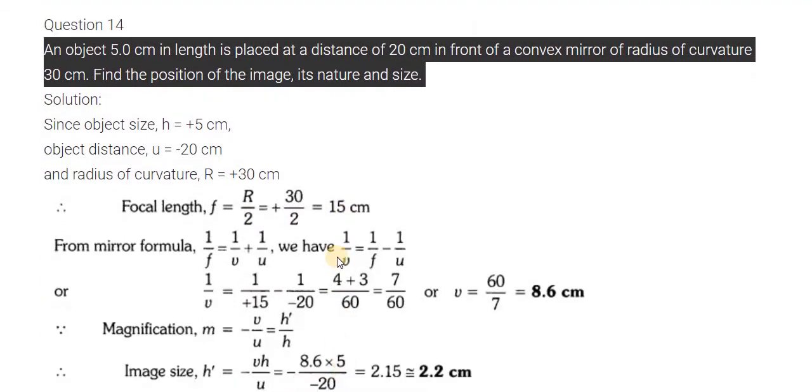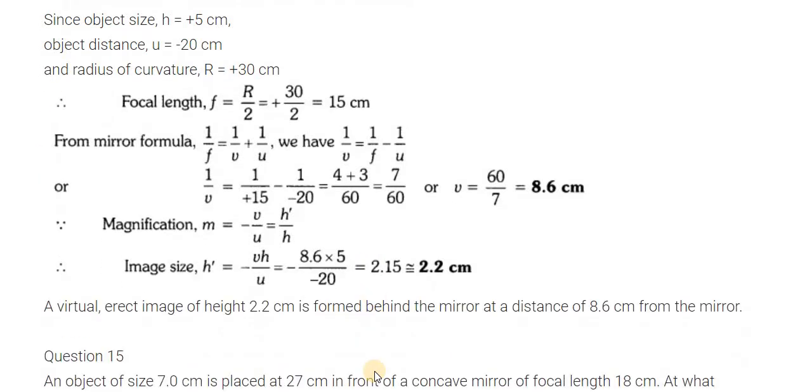As we have the formula, 1 by v is equal to 1 by f minus 1 by u. If I keep the values, 1 by 15 minus 1 by minus 20, we get the v value. It's 8.6 centimeter, and magnification m is equal to minus v by u is equal to h dash divided by h. So h dash is equal to v into h divided by u is equal to minus 8.6 into 5 divided by minus 20. So h dash, the height of the image, is approximately 2.2 centimeter.